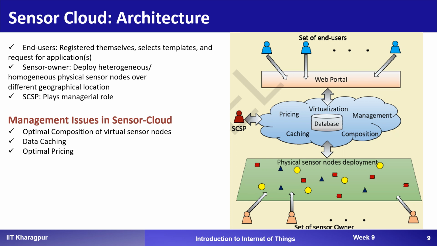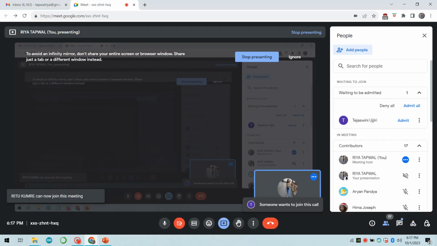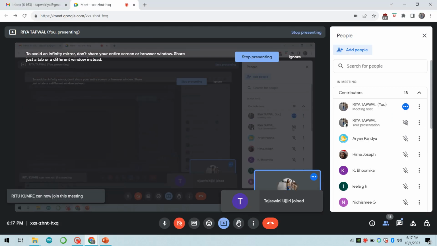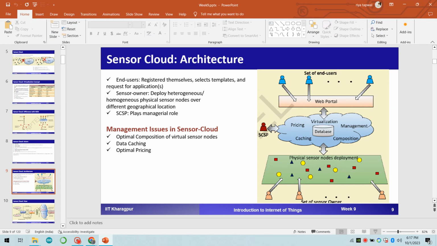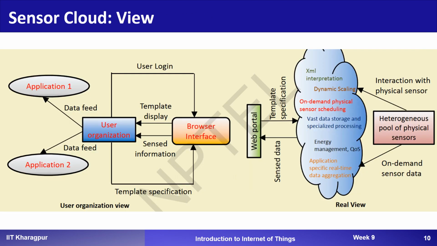The next one is optimal pricing. Optimal pricing means, considering different kinds of sensors, how much price you will take, for how long a period, and how much amount. That is your optimal pricing. So this is the sensor cloud view.